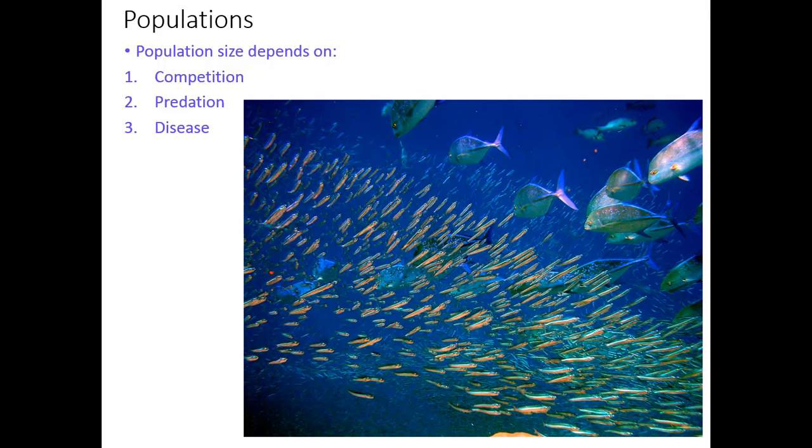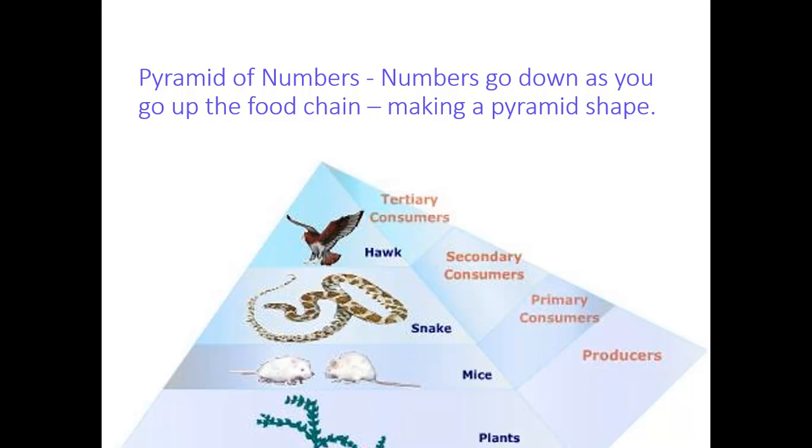Populations. So population size depends on competition, predation, and disease. Competition for food resources, predation is the predator-prey relationships that happen, and disease is another problem that can kill a lot of members of a population. This is a pyramid of numbers.